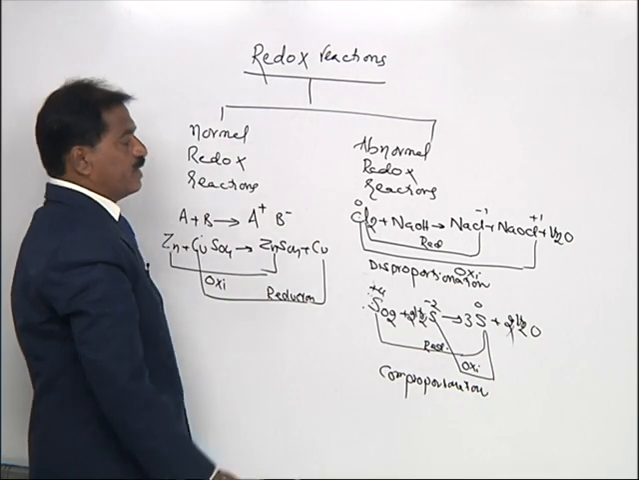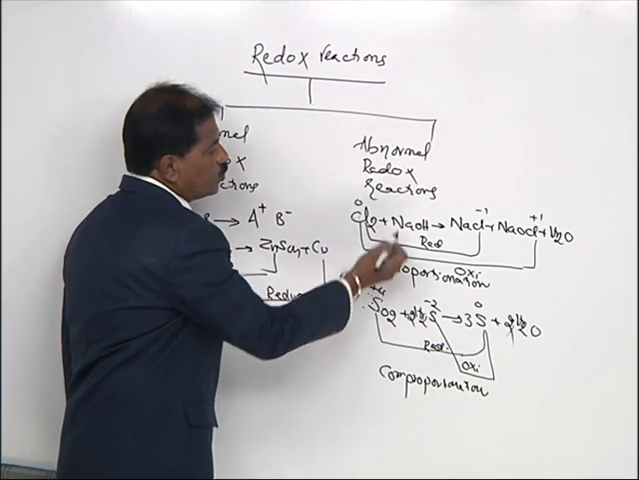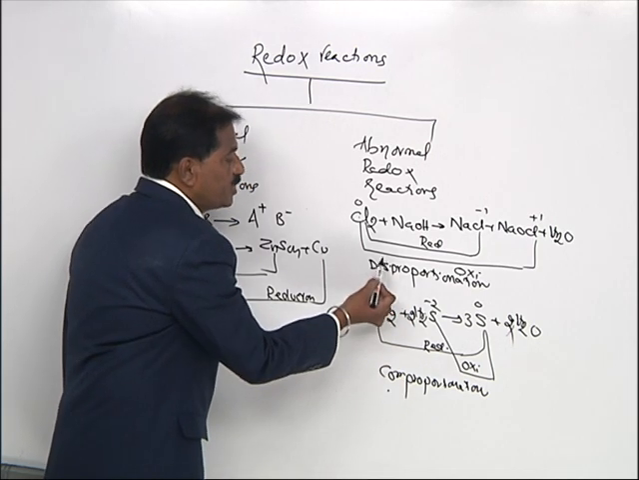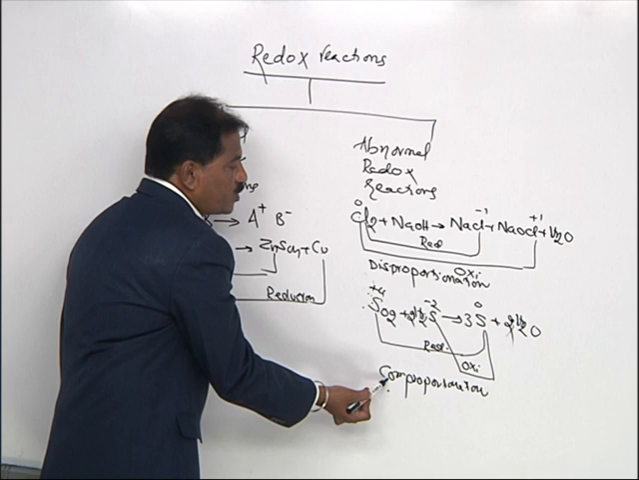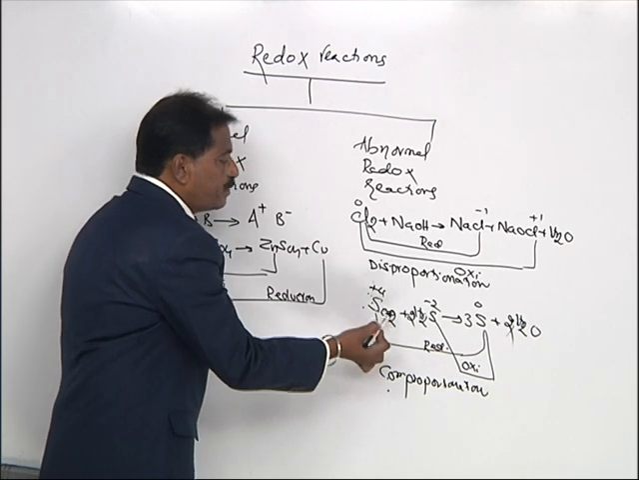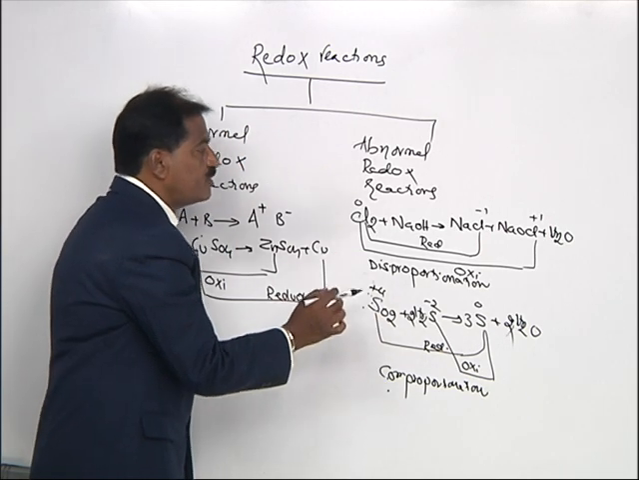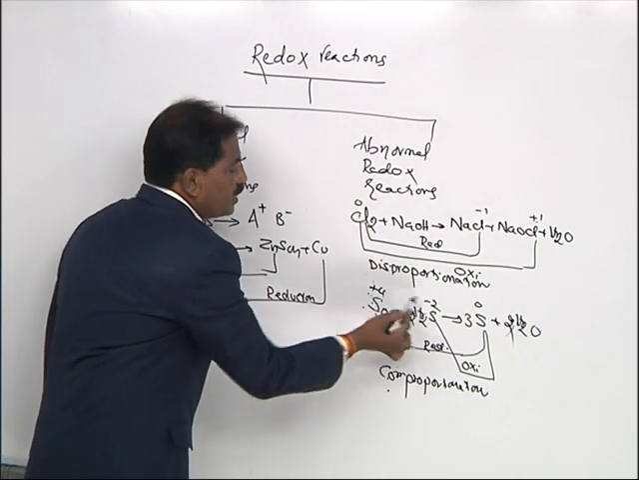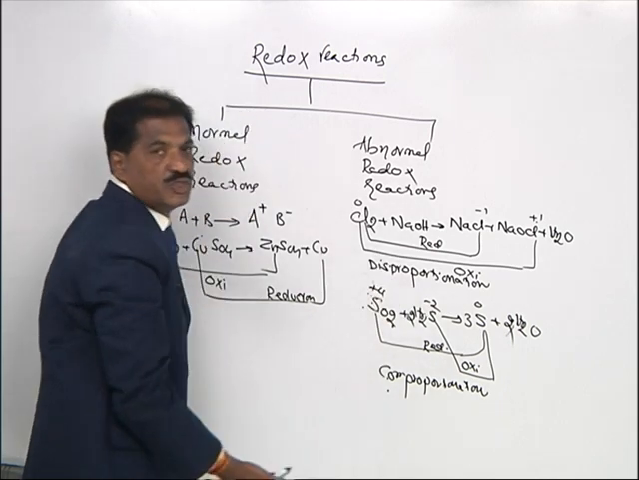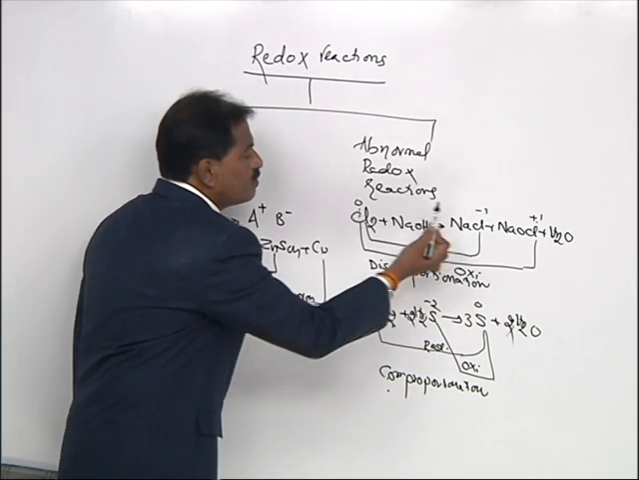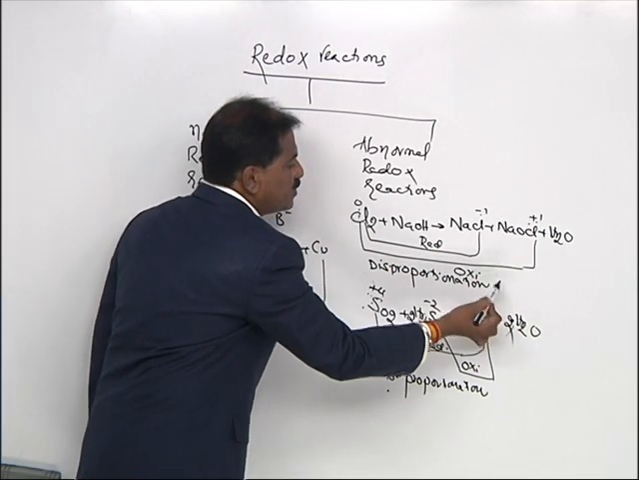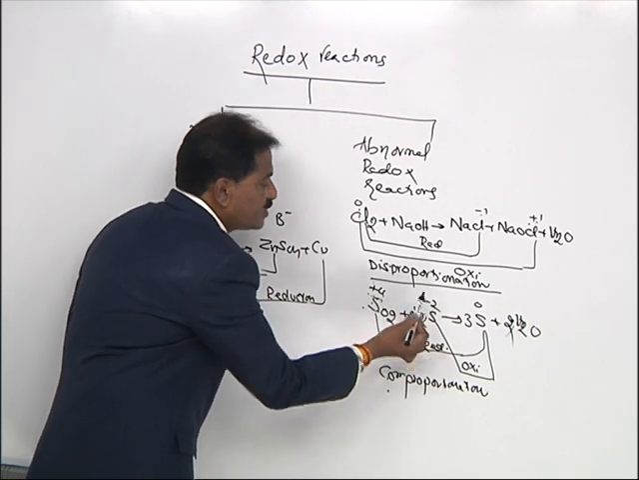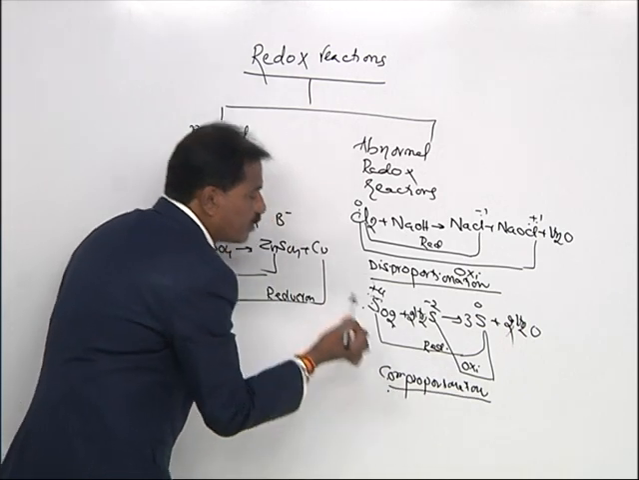So abnormal redox reactions are of two types, disproportionation and comproportionation. In both, the same element participates in the exchange of electrons, but the difference is that 0 oxidation states are converted into different oxidation states, or different oxidation states are converted into 0. If the 0 converts into different oxidation states, that is called disproportionation. If different oxidation states convert into 0, that is called comproportionation.